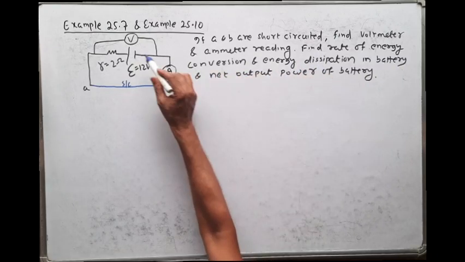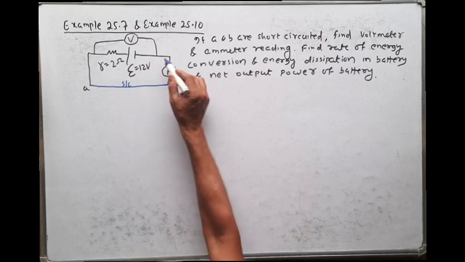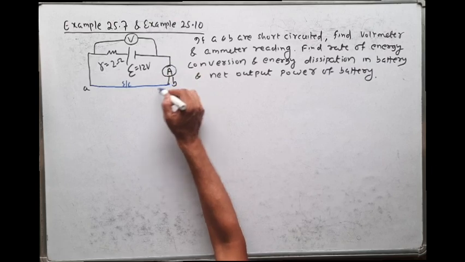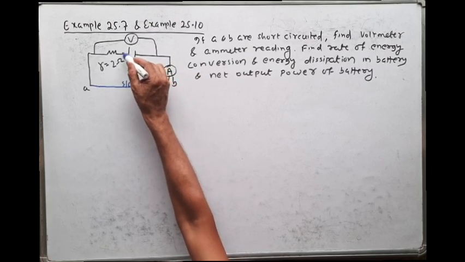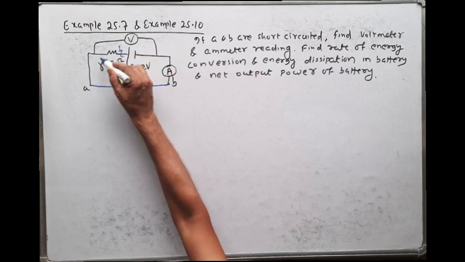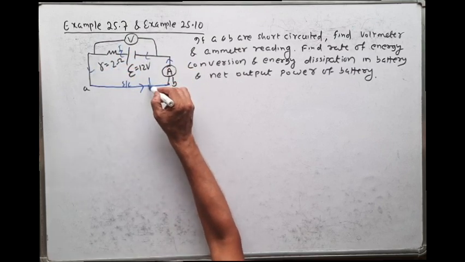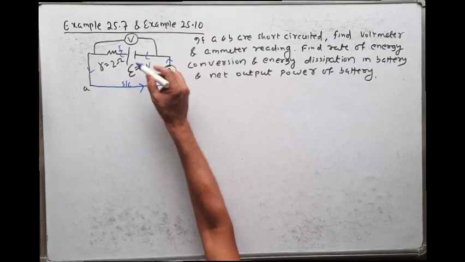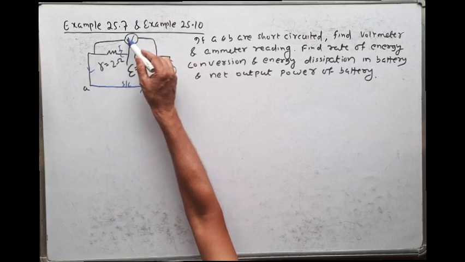So this is your example 25.7. You have to find first voltmeter reading and ammeter reading. So before calculating the voltmeter reading, calculate the ammeter reading. You see, I have already explained. So here current will start in this way. It will follow this path because the voltmeter resistance is infinite, so no current will pass through this branch.